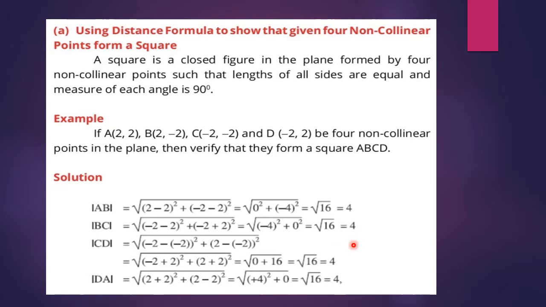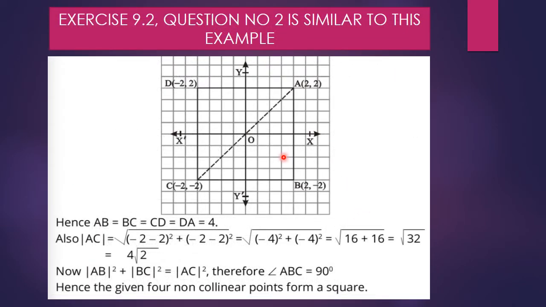So what is left to check? Yes, lengths of all sides are equal and each angle must be of 90 degree. Now we will check whether the angle is of 90 degree or not. We'll look at the graph of this question.